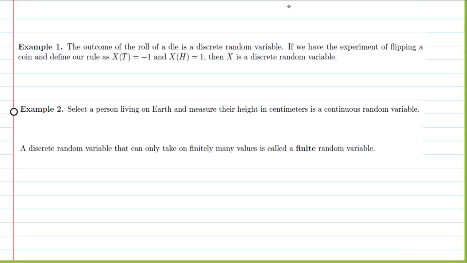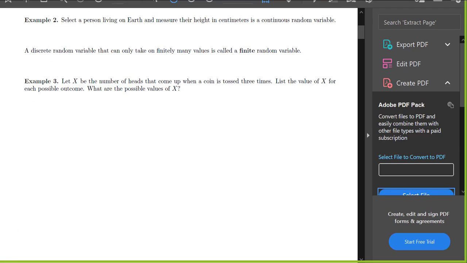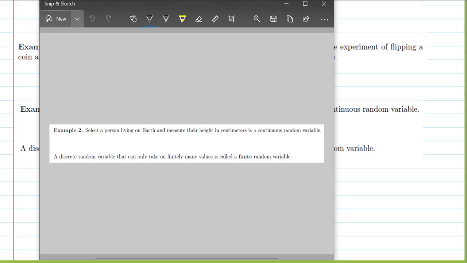A discrete random variable that can take on finitely many values is called a finite random variable. So things like rolling a die, there's only 6 possible outcomes. There's no way to get an infinite number of possible outcomes. So it's discrete, but it's also finite because it's not infinite. And we're going to spend a lot of our time focusing on finite, discrete random variables. Not to say the other ones aren't interesting.